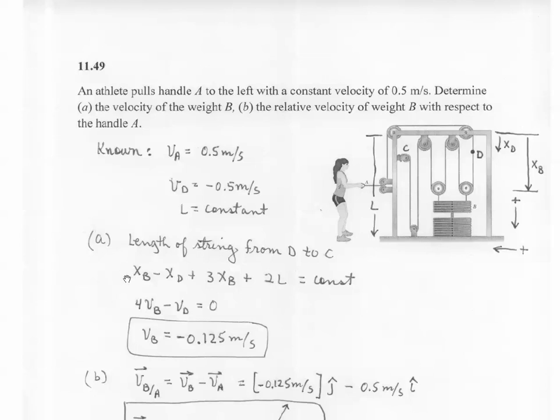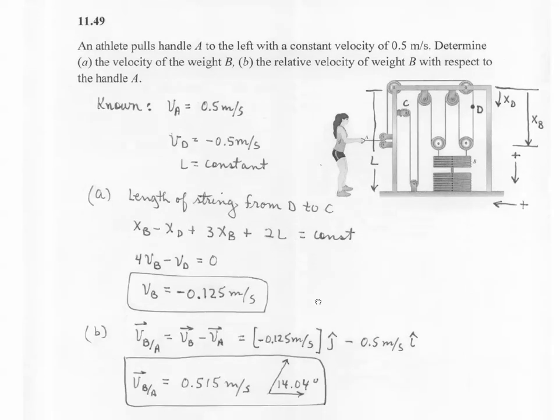You take the derivatives with respect to time to get the velocities. You've got 4 of these x sub B, so you're going to have a 4 v sub B, and then you're going to have a minus v sub D, and it's all going to be equal to 0. When you solve for v sub B out of here, it's going to be v sub D over 4. V sub D is minus 0.5 divided by 4, so minus 1.25 meters per second is your answer.